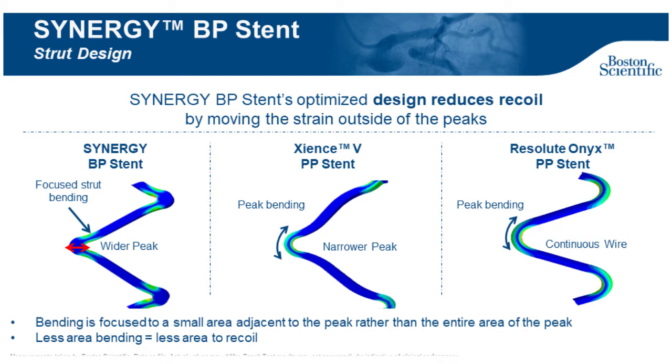Well, if we look at the 3 images on the slide, you will see that Synergy has a peak that's wider than the struts, Zions has a peak that's narrower than the struts, and Onyx, being that it's a continuous wire design, has consistent geometry throughout the peak and the struts.